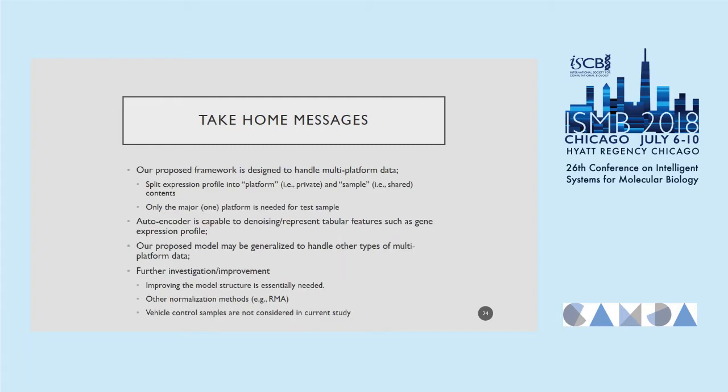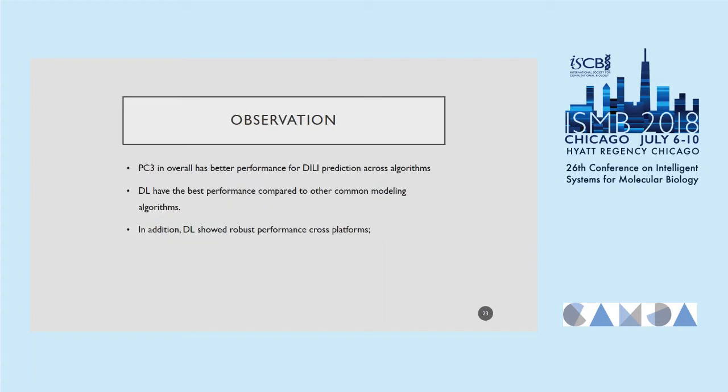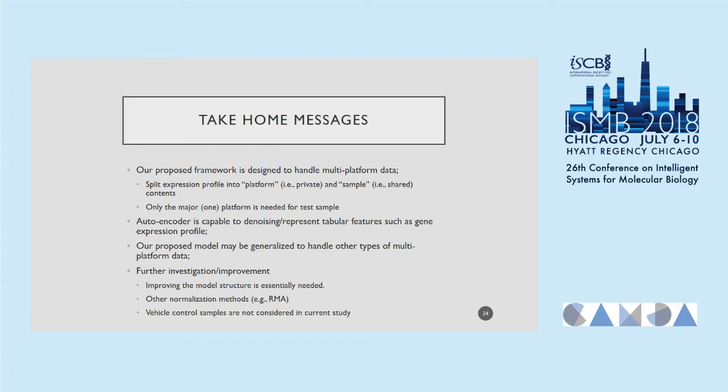The take-home message of this framework is that our proposed framework is specifically designed to handle multiple platform data. I think it is promising to split the expression profile into a private content and a shared content based on this kind of information. And because we use this multi-platform information in the model training only in the autoencoder, we don't need all the platform information for the test data. We only need one, the major platform, as I just showed you here, for the test sample.